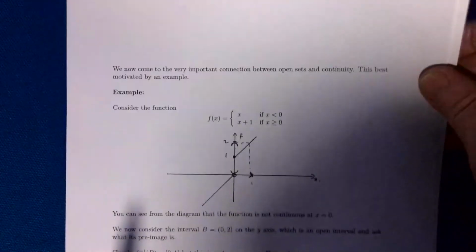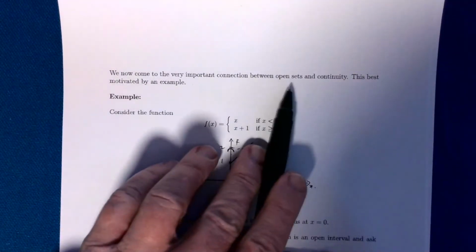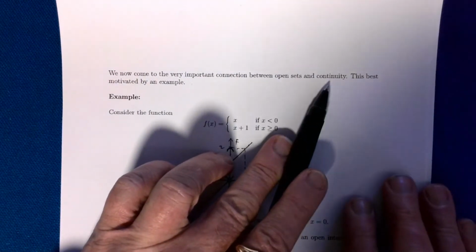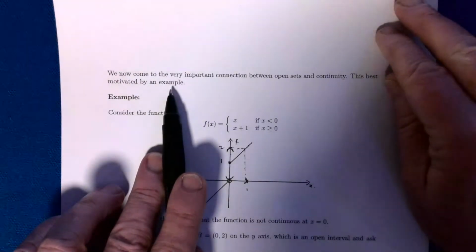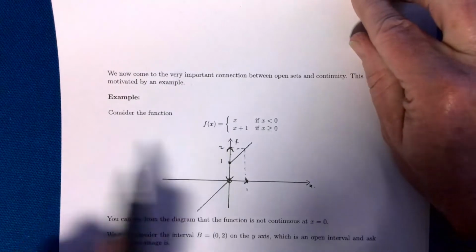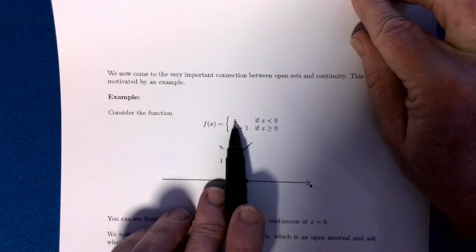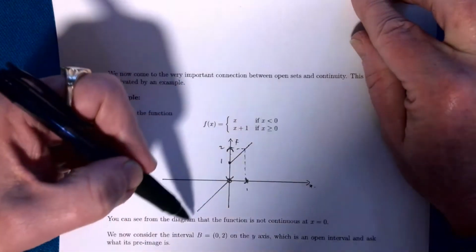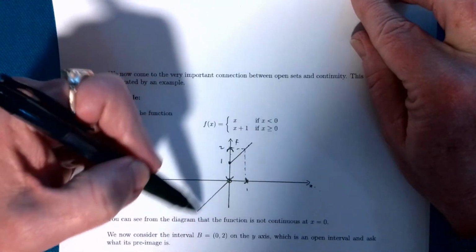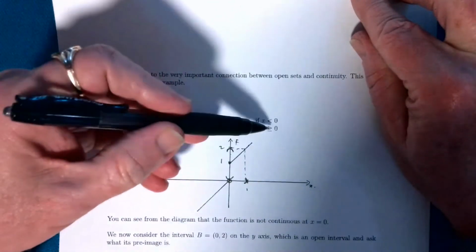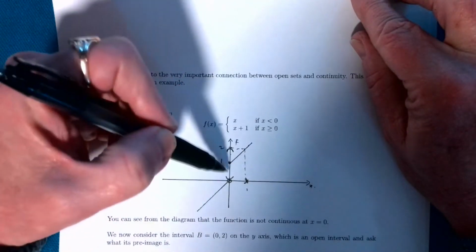Now we come to a very important connection between open sets and continuity. And again, this is best looked at, motivated and looked at, by doing an example. So I'm going to consider this split definition function. It looks like f of x is x if x is negative, so it's looking like this. If x is strictly less than 0, it's just your old friend y equals x. And if x is bigger or equal to 0, then it's the line x plus 1, which is just this one bumped up by 1 unit.